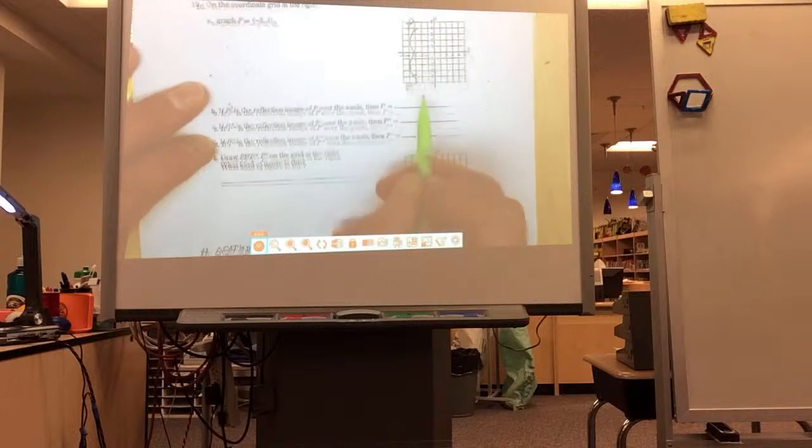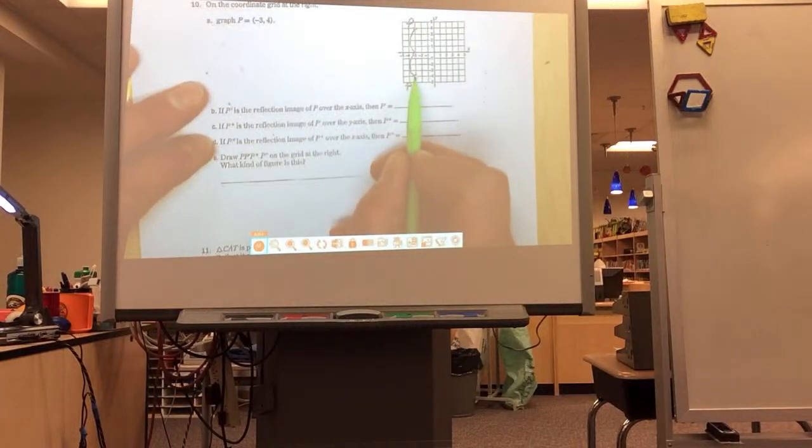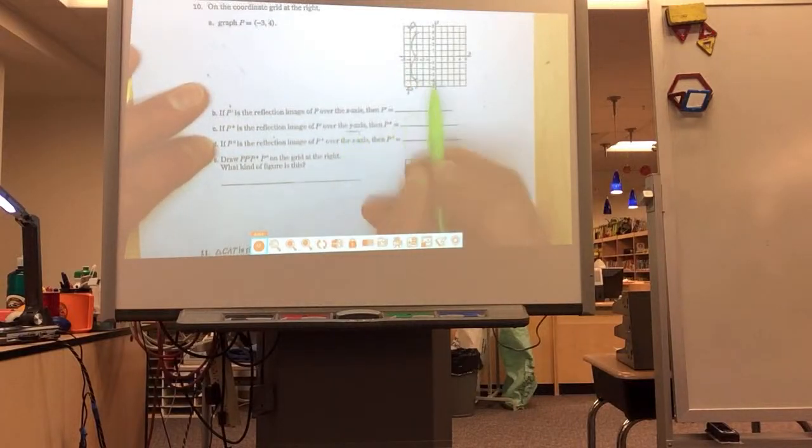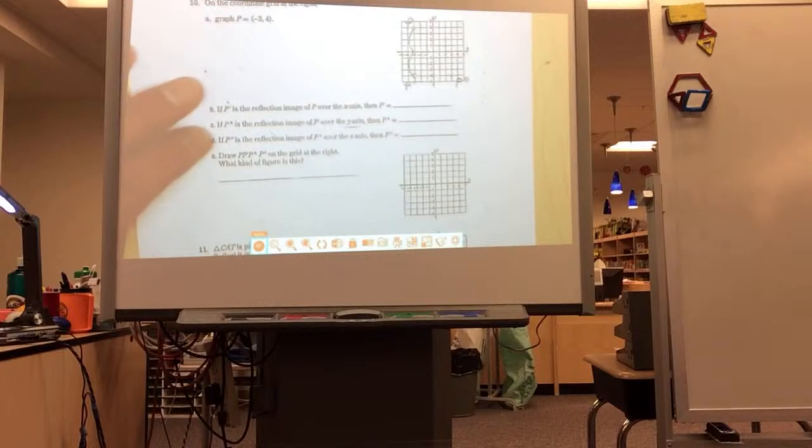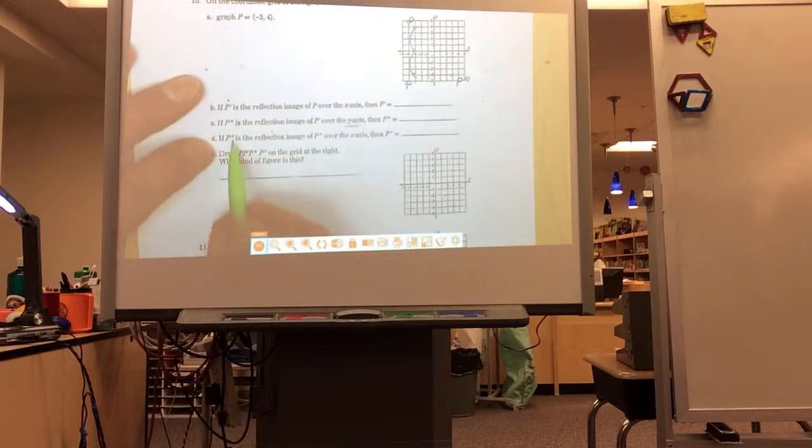So then if you reflect this over the y, which direction will it move? Left? The other left. How far? 3 units to here, 3 units over. It's just like I labeled it wrong, but I got it all the right. Good. That's great.